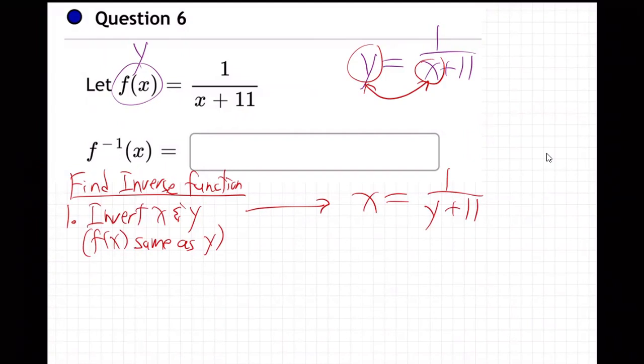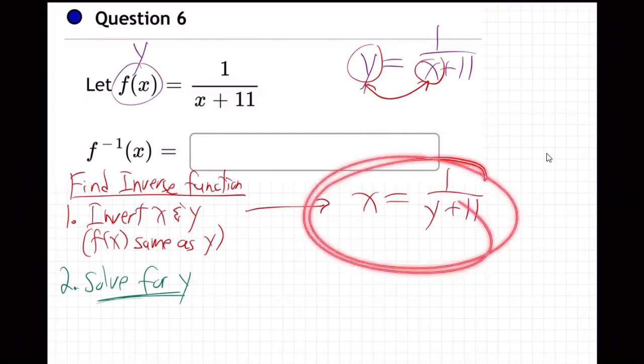Okay. Step number two. Number two, solve for y. Those are the two steps, and that's all there is to finding an inverse function. Switch x and y, solve for y. Okay, well, that's sometimes easier said than done. How do we solve this?